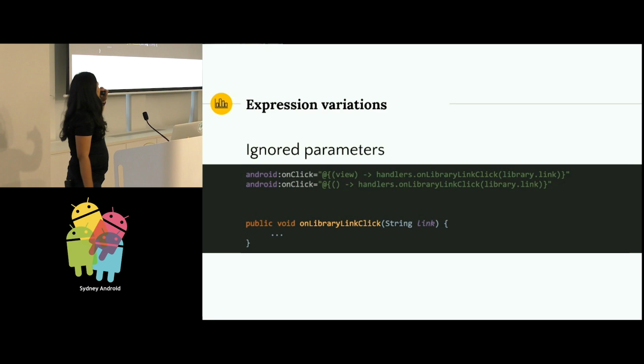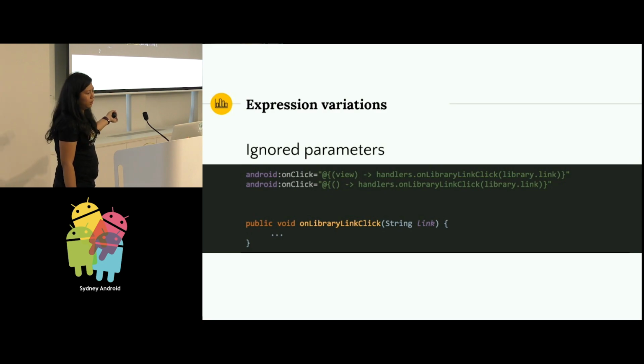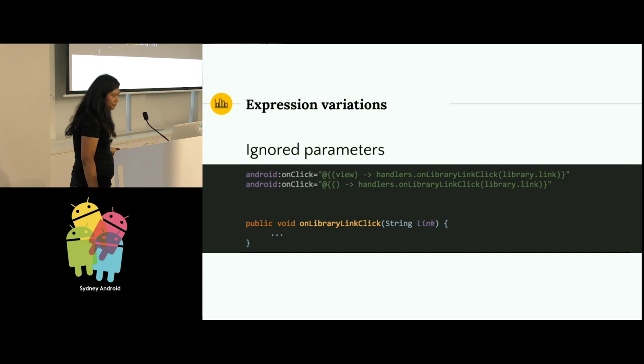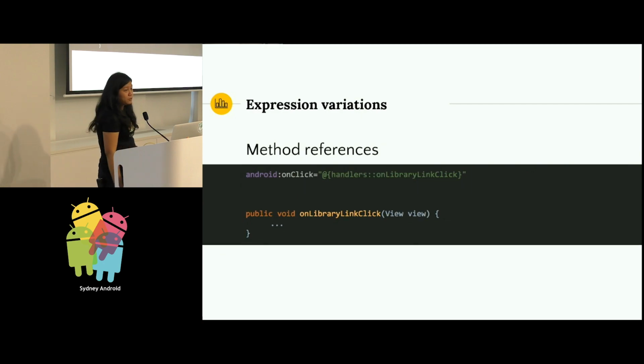You either have to name all of it or ignore all of it. So it's like all or nothing. So in this case, from the point of view of data binding, those two implementations are the same. We can also use method references.